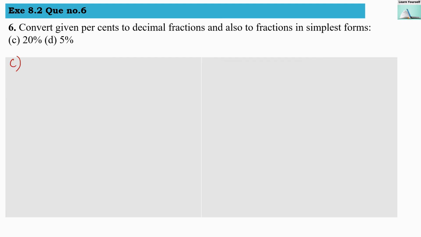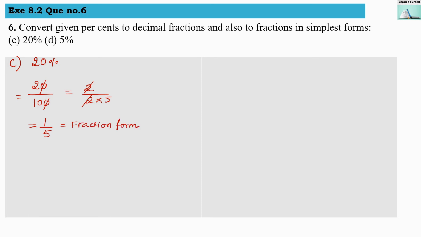Our C numerical is 20%. So 20% we are converting into fraction. So 20 divided by 100. Let us simplify it. So we can cancel this 0 and 2 divided by 2 into 5. So 2 will get cancelled out. So answer here is 1 divided by 5 and that is our fraction form.